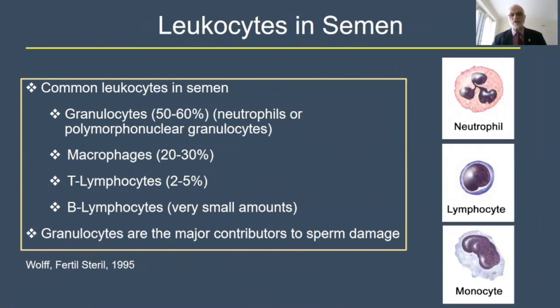What kind of leukocytes will we find in semen? The majority of the leukocytes in semen are granulocytes. That makes between 15 and 60%, and these are neutrophils or polymorphonuclear granulocytes. Then there are about 20 to 30% macrophages, and the rest is T and B lymphocytes.